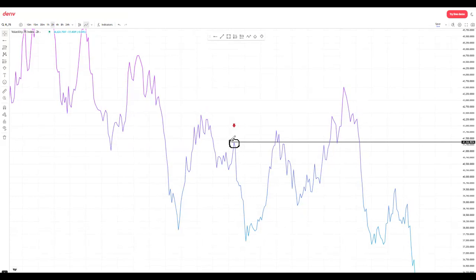I'm sorry, on the left hand side, I mean. And then when the market comes back to the same level, it goes up. The next thing it goes down. Why is that? Move to your left hand side.